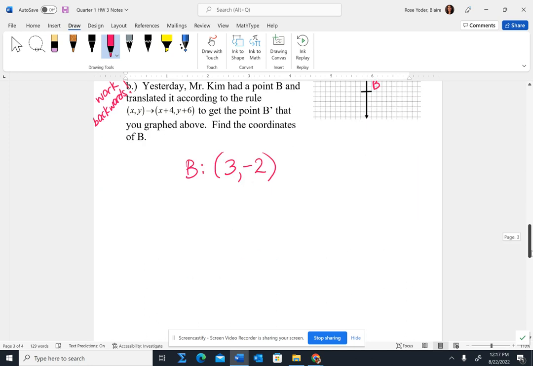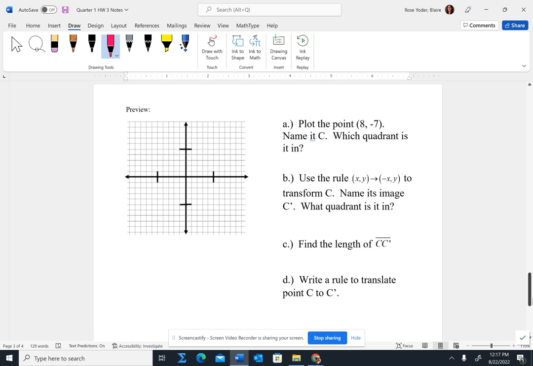All right, finally, our last problem is going to be a little preview about the next transformation that we're going to learn about. So plot the point 8, -7. Name it C. It's in the 4th quadrant. And then it says to use this rule where we take the opposite of the x, but keep the y the same. So it was 8, -7. When we take the opposite of the x, we're just going to go over to -8, -7. And that will be C prime. That's over in the 3rd quadrant.